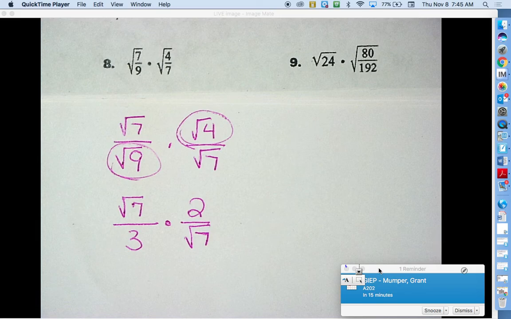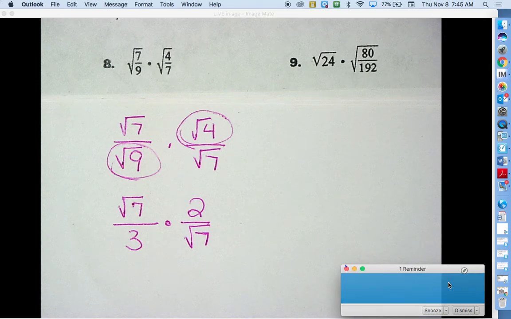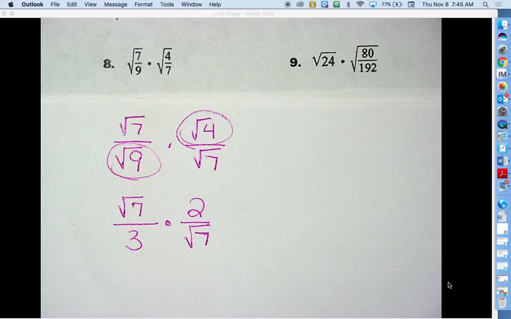So we have the square root of 7 over 3, times 2 over the square root of 7. So you can simplify the pieces that are perfect squares because we're taking the square root of them.